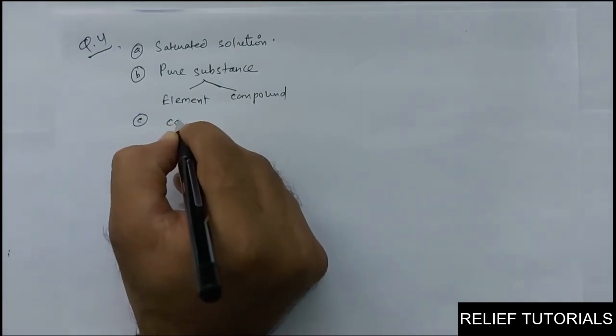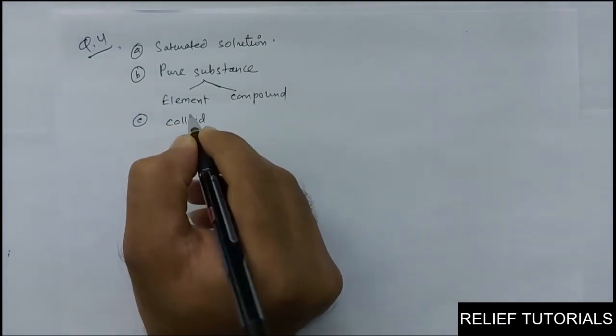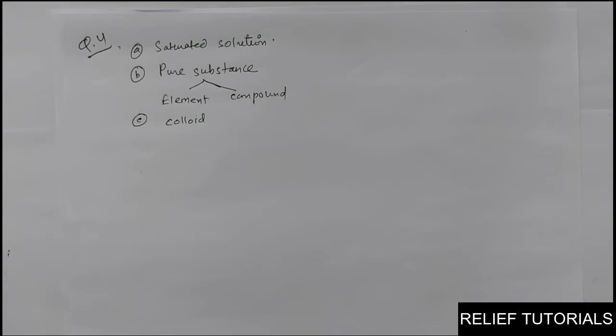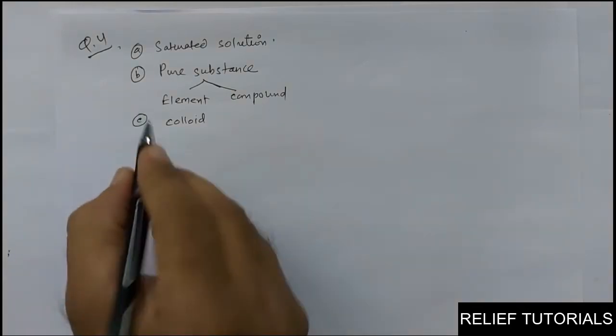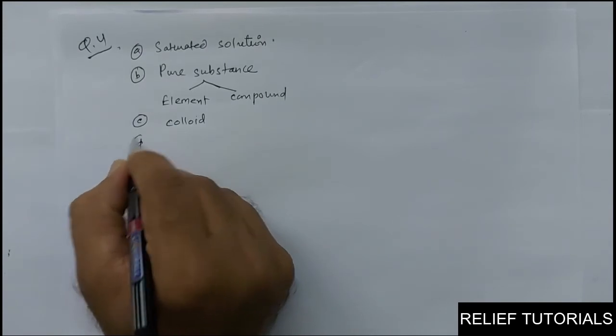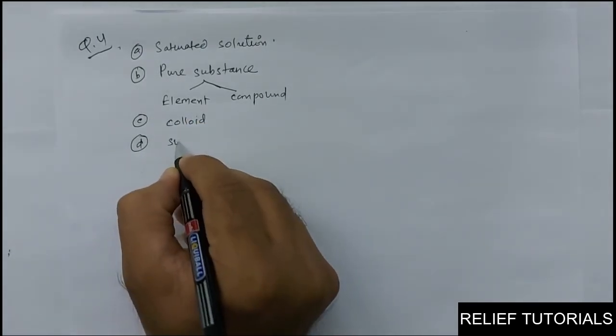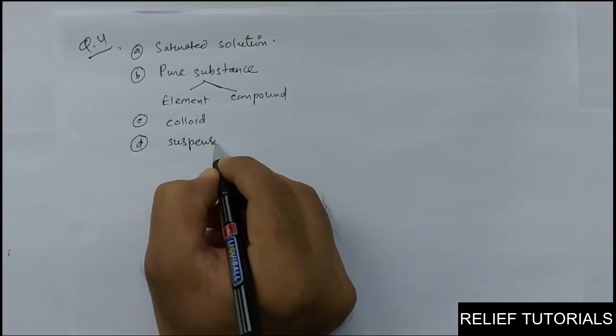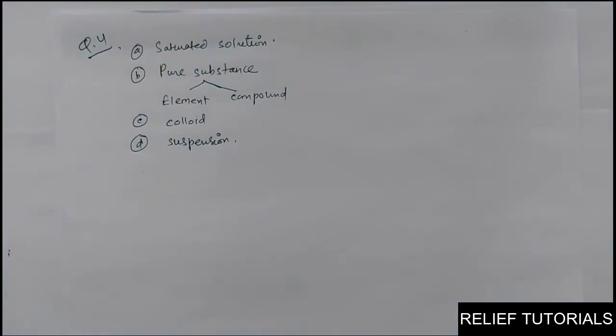See the word colloid. Colloids are solute particles which are bigger than molecules and smaller than suspended particles. They can create the Tyndall effect, they can scatter the light. Then the word is suspension. Suspension is the mixture of two substances in which the solute is not dissolved in the solvent. Such a type of mixture is called a suspension.